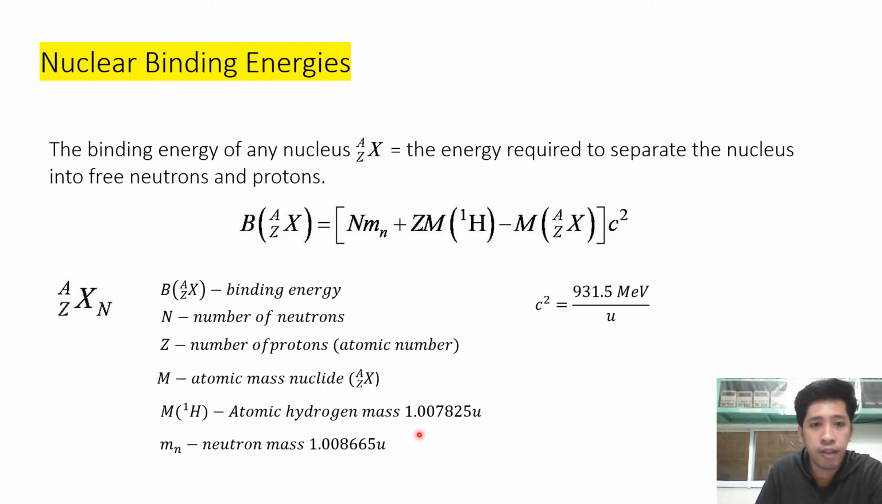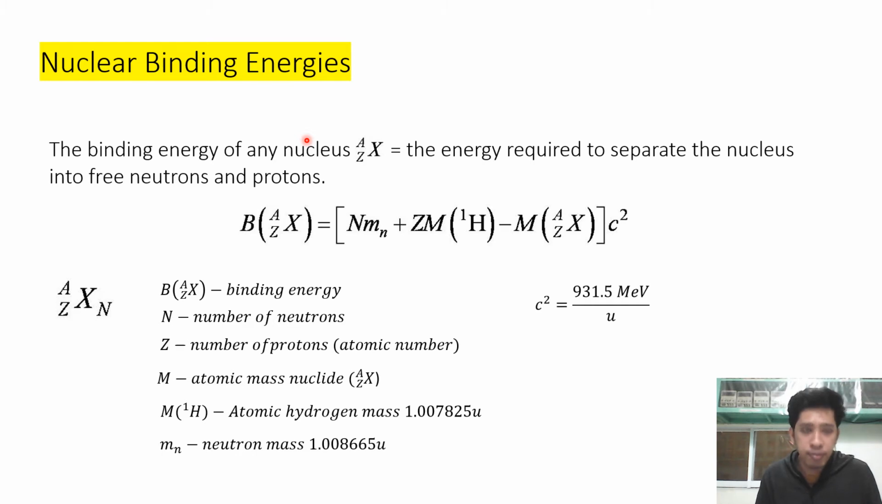Solving your binding energy is direct to the point. You just input the constants and the values here, and then you get your binding energy. C squared here, by the way, is equal to 931.5 mega electron volts over U. Please look again at the formula for the binding energy. Does it look familiar to you?